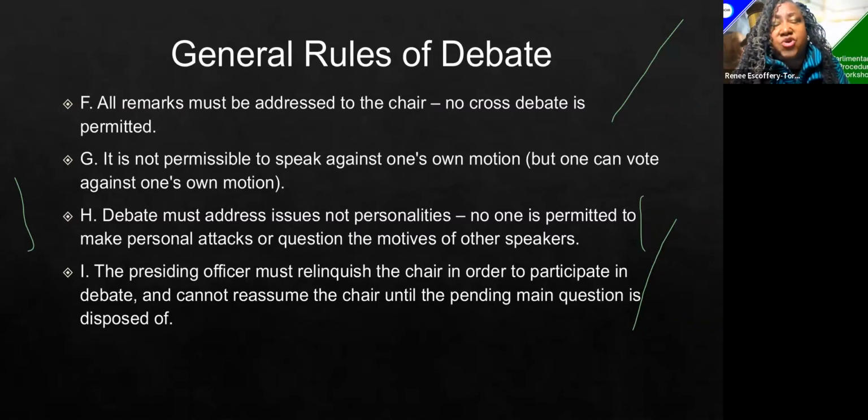Debate must address issues, not personalities. No one is permitted the ad hominem. No personal attacks. Don't question the motives of why she raised that motion. No, you can't do that. The presiding officer, if you feel so strongly, you have to relinquish the chair, and you cannot resume it after you have spoken until that pending question or motion has been disposed of and the vote has been given and the outcome.